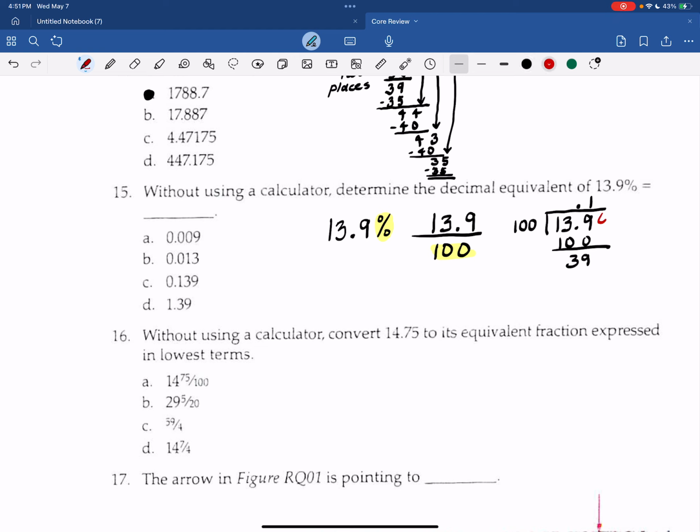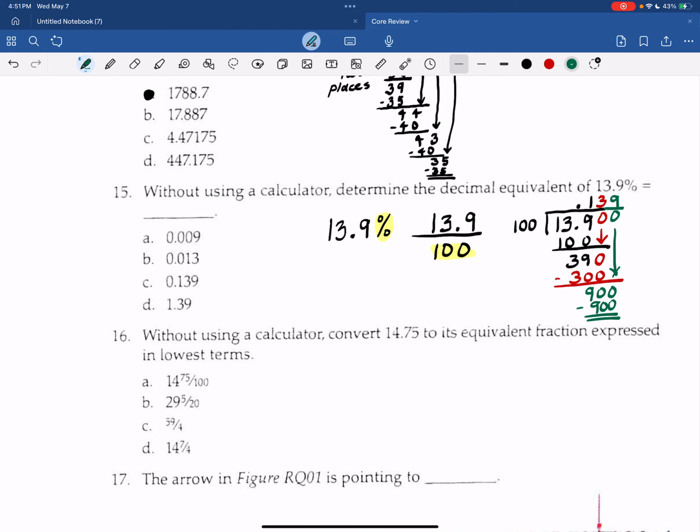Add yourself a 0 and drop it down. That would be 3. Because you remember they said no calculator. Add yourself another 0 and you'll get it to terminate right here. This would be 9 with none left. Now, you can do that.